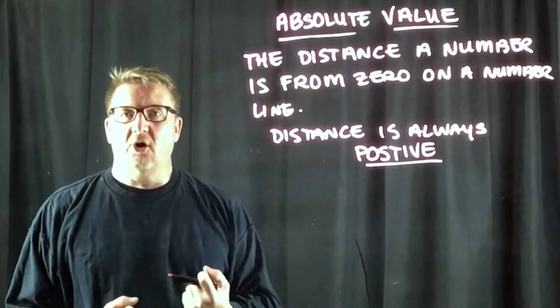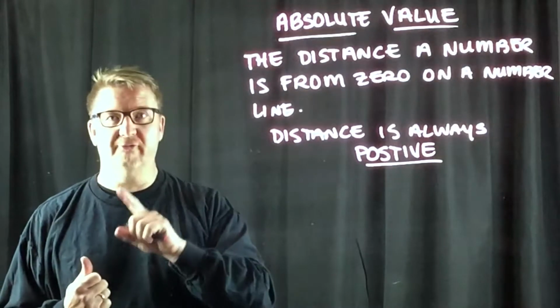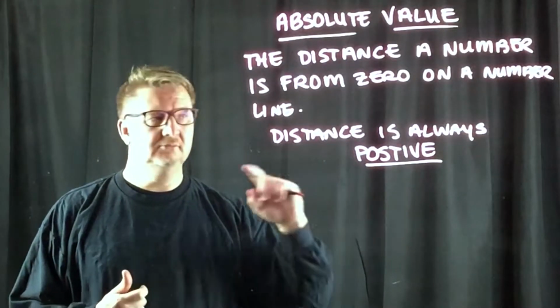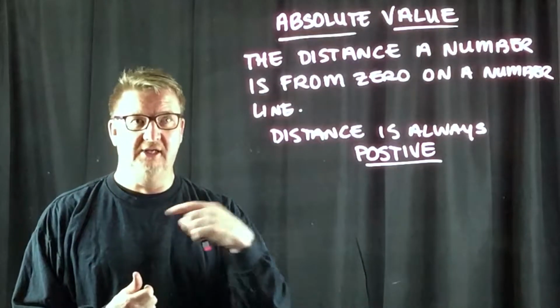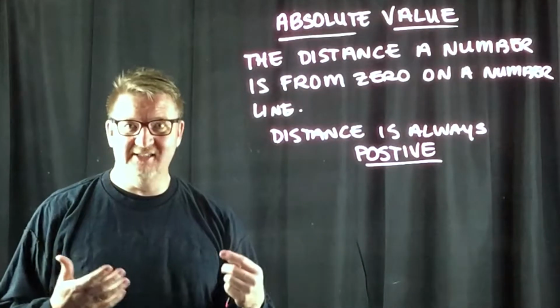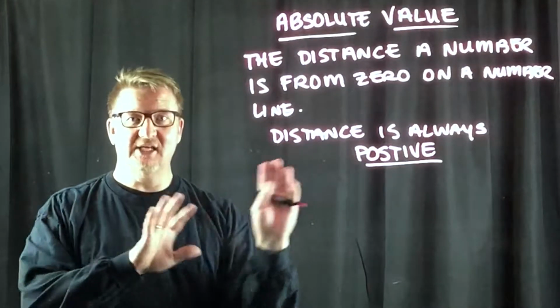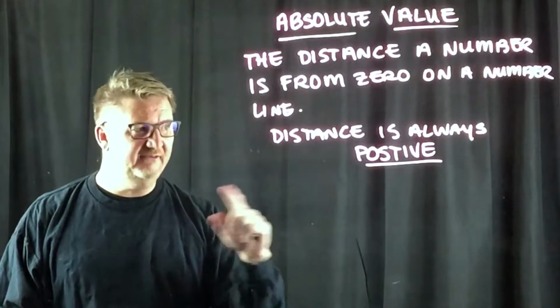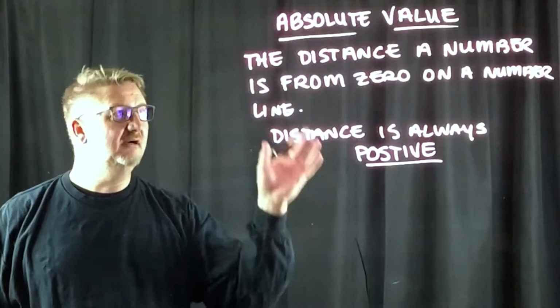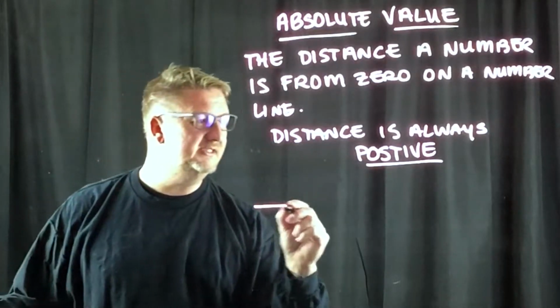You could be riding in the car with your parents. If you go from your house to the school, that's a positive distance. If you go back to your house, even though you're going backwards kind of, it's still a positive distance. All right? Same holds true for absolute value. Okay? And you can use a number line to find the absolute value of a number.